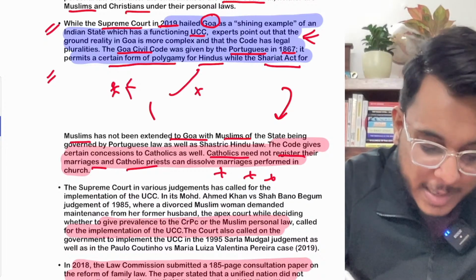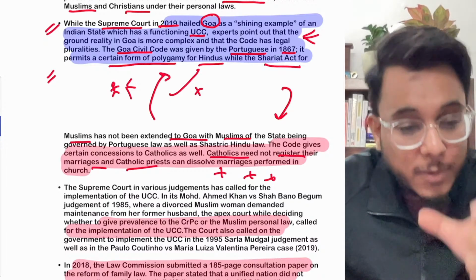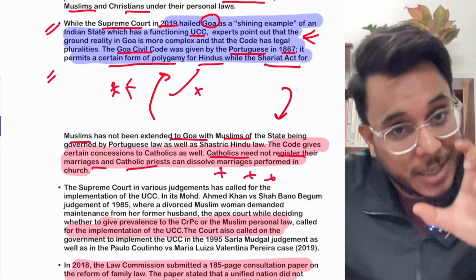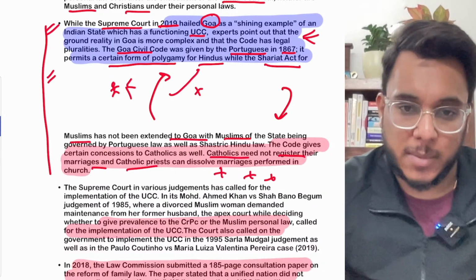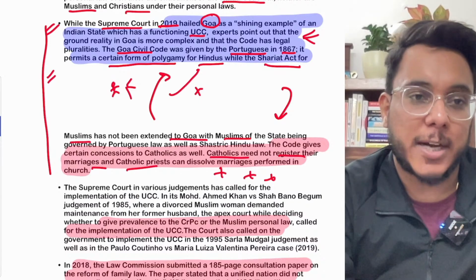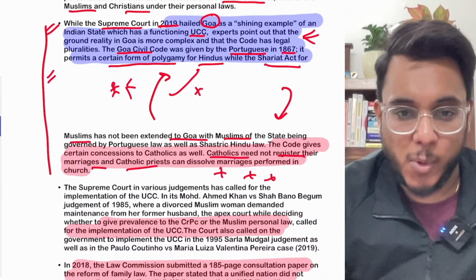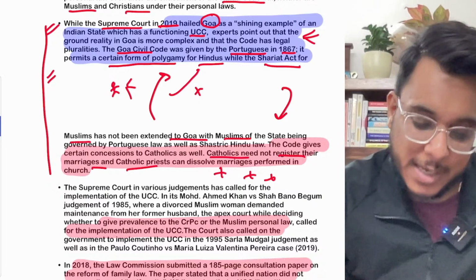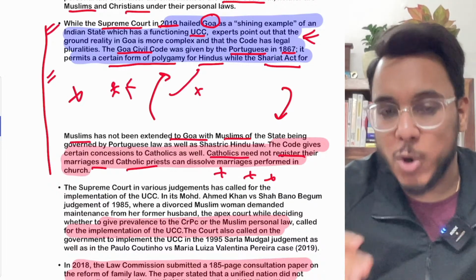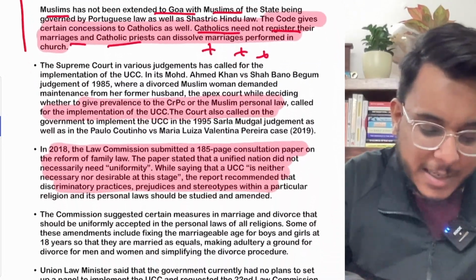by the priest. Only polygamy is allowed to certain Hindu marriages. So what is happening? Again, the level playing field is being disturbed. There are no equal civil laws that have been provided. Communities at points are being given a particular kind of preference, particularly the Catholics. So even the UCC of Goa has certain issues.